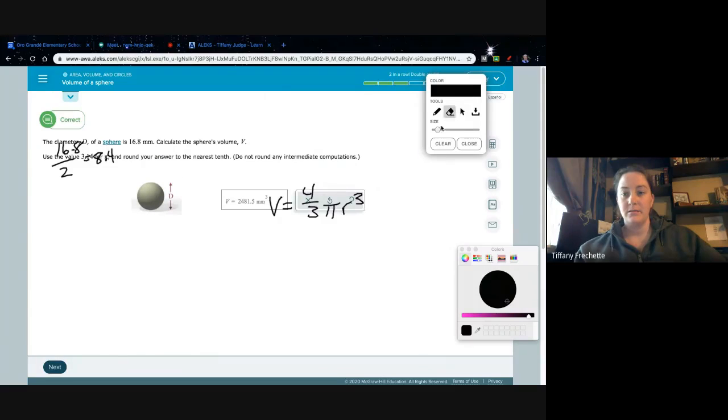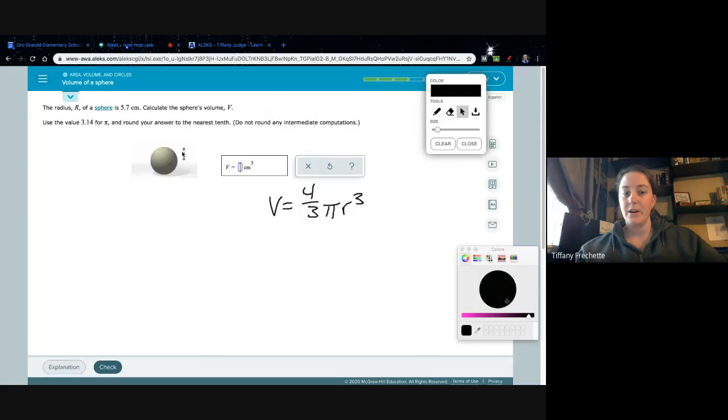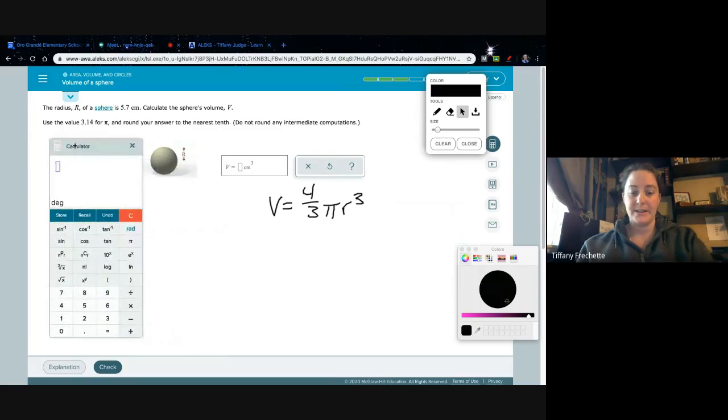Okay. Let's see, I'm going to just erase this part so I don't get rid of my whole formula here. Next, one more of these. Okay, so they gave us R again. So the radius of the sphere is 5.7. So we can actually just grab our calculator and start plugging things in. So 4/3 times 3.14 times R is 5.7, and we have to remember to cube it.